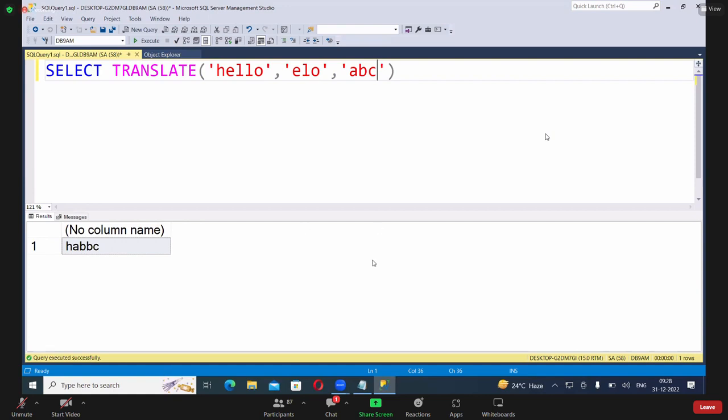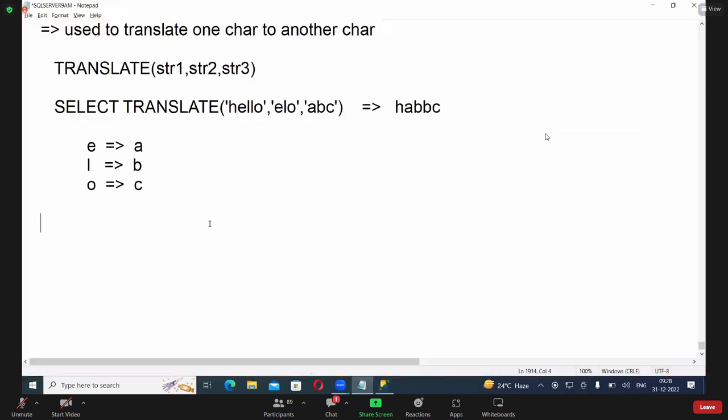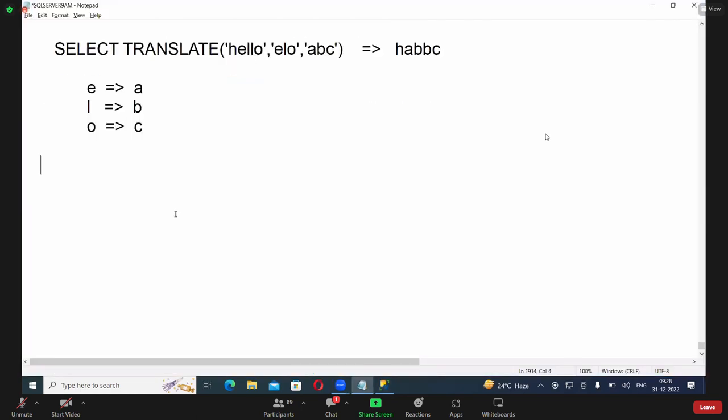Character to character. Compulsorily E should be translated to 1 character, L should be translated to 1 character, O should be translated to 1 character. So now this is translate.